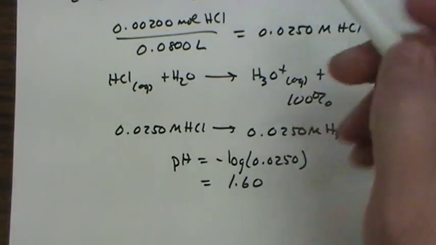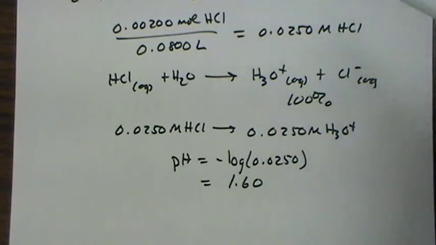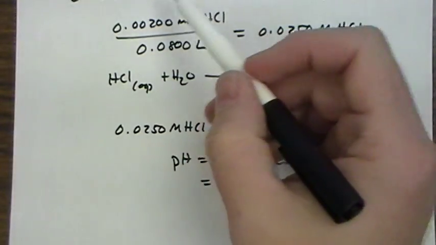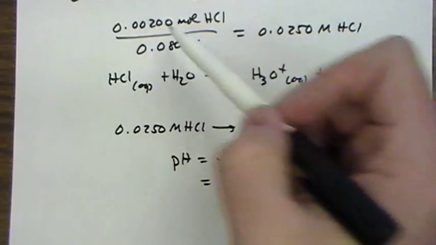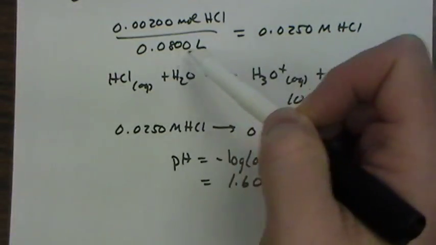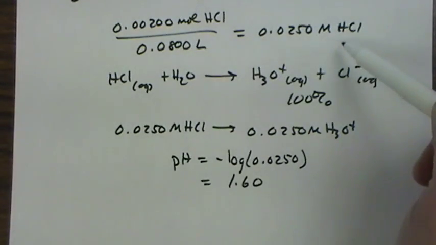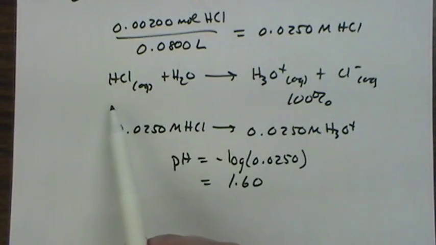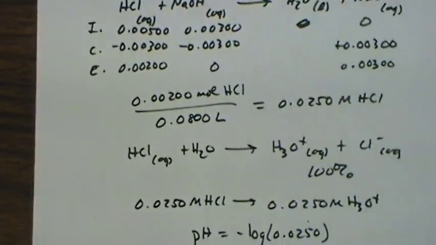So what we do is we determine the number of moles of strong acid and strong base, figure out which one runs out first, and how much of the other one is left over. In this case, it was the acid. So we then figure out how many moles of the acid we have, convert to concentration, and then convert that concentration of acid over to concentration of H3O+, and find the pH. So that was a fairly easy one.